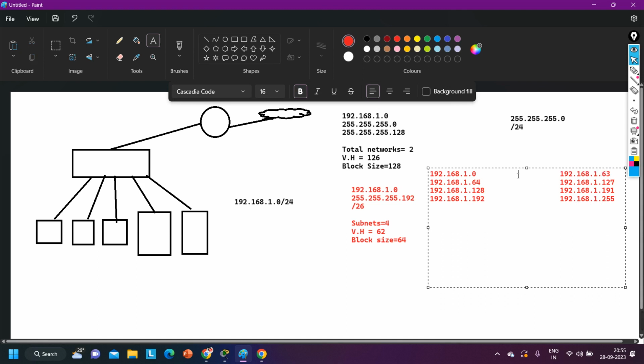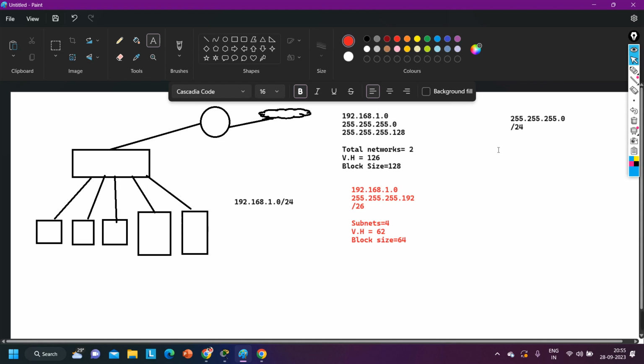So how many valid hosts are there? 62. You can calculate it with the formula also. And here how many valid hosts are there? 62. In each network, you can calculate with the formula also. 62 valid hosts are there in each network.